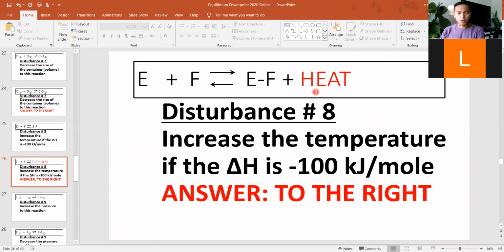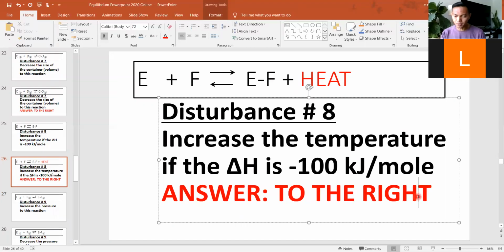So it's still the same disturbance. They're saying, let's increase the temperature if the delta H is negative. And if delta H is negative, it's exo. The word heat is over here. If I add more heat, because it says increase the temperature, then, wait, let me fix this. Adding more heat, not to the right, just caught an error here, to the left. Because the idea here now is if it's exo, the word heat is on the right. And if we're adding more on that side, it wants to go away from it. So that will go towards the left side. So that's scenario number 8.